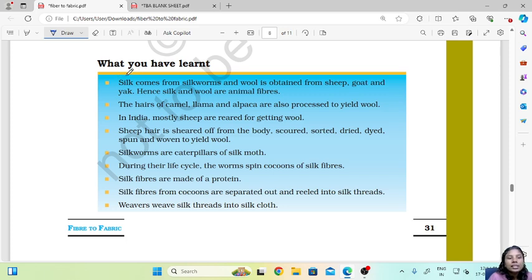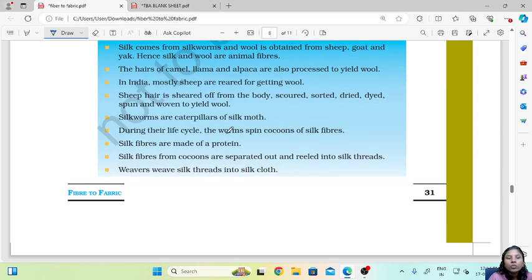So we begin with: silk comes from silkworms and wool is obtained from sheep, goat and yak. Hence silk and wool are the two animal fibers that we have learned in this chapter. The hairs of camel, llama and alpaca are also processed to yield wool. In India, mostly sheep are reared for getting wool. Sheep hair is sheared off from the body, scoured, sorted, dried, dyed, spun and woven to yield wool. So these are the steps involved in processing fiber to wool.